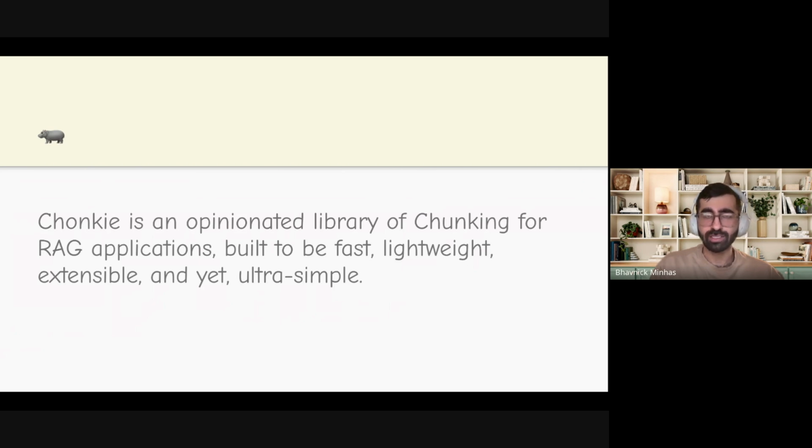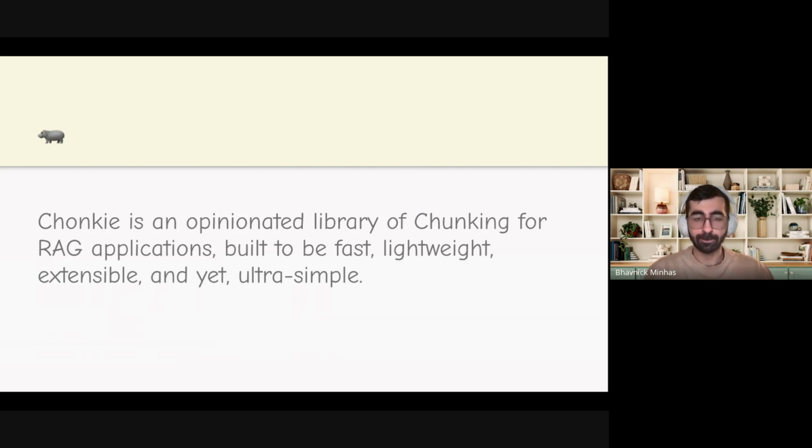You want it to be extensible for general purpose rules. If you want it multilingual, you should be able to add multilingual chunking. If you want it for a completely different application, like dataset creation or audio chunking, you should be able to extend the same thing to that application space. And you want it to be simple.